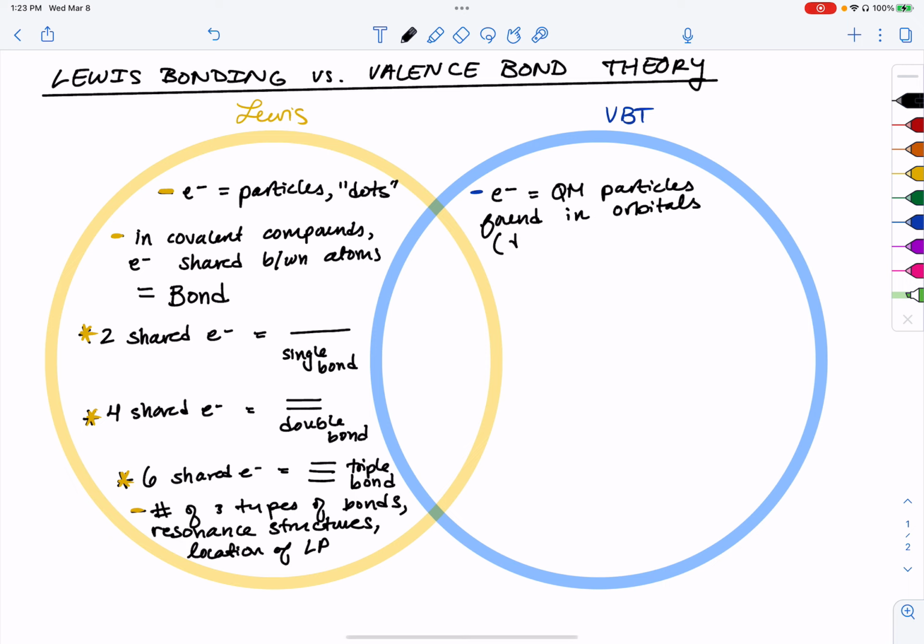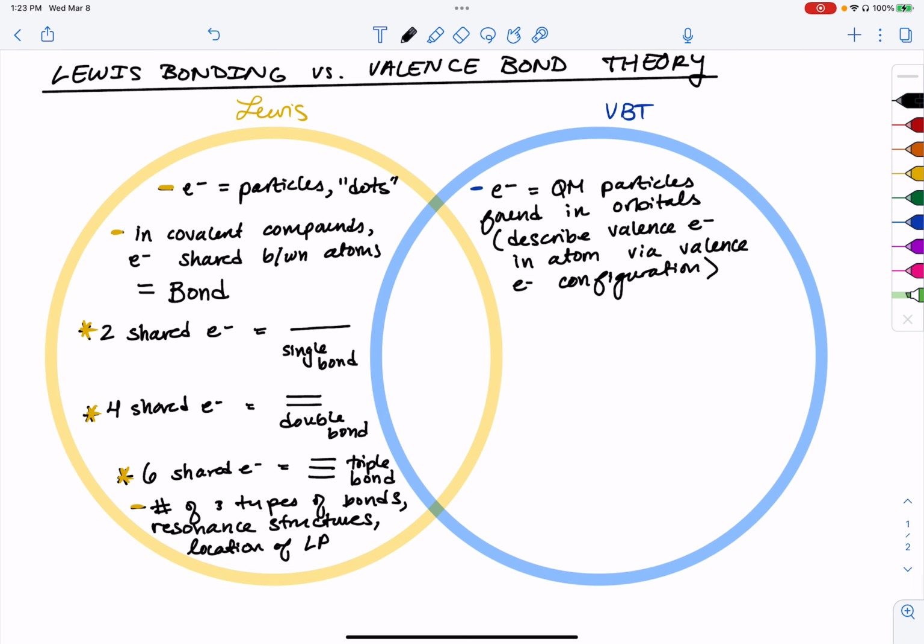In other words, we can describe any valence electrons in an atom via a valence electron configuration, right? Where our electron configuration gives us information about energy level, orbital type, spin, things like that.